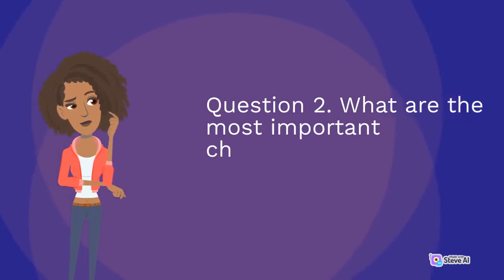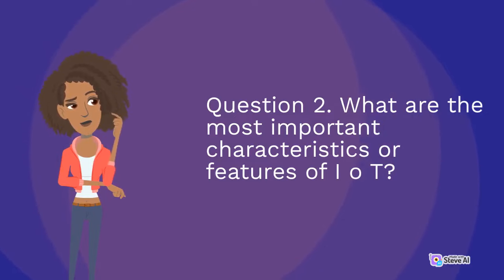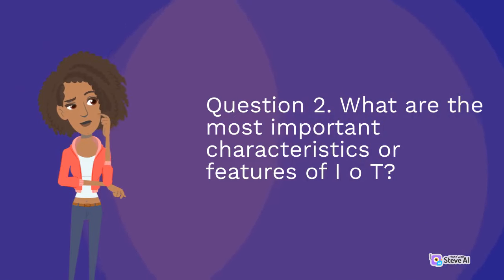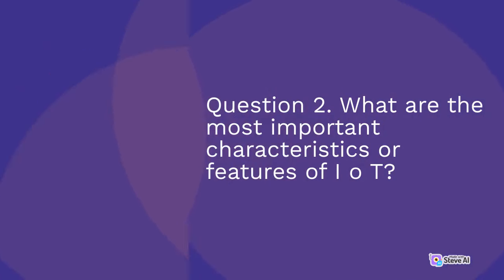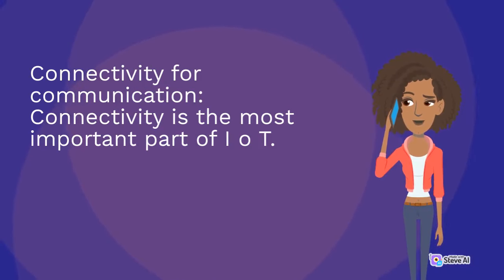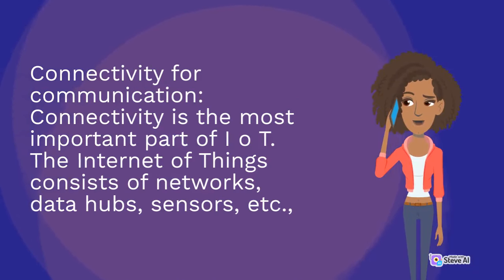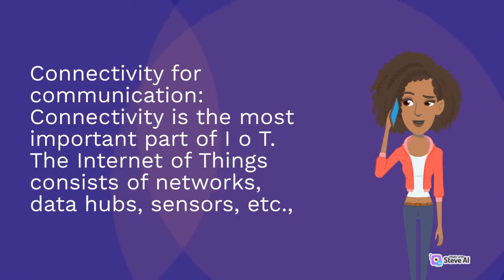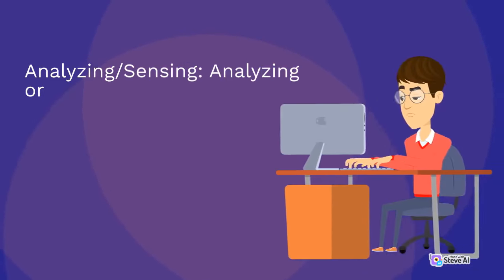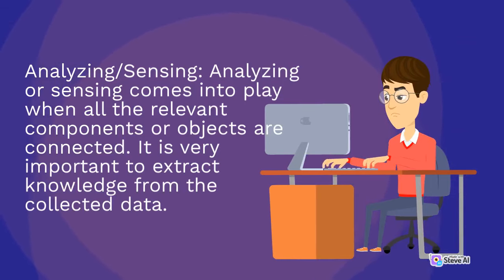Question 2. What are the most important characteristics or features of IoT? Connectivity for communication. Connectivity is the most important part of IoT. The Internet of Things consists of networks, data hubs, sensors, etc. Analyzing/sensing. Analyzing or sensing comes into play when all the relevant components or objects are connected. It is very important to extract knowledge from the collected data.